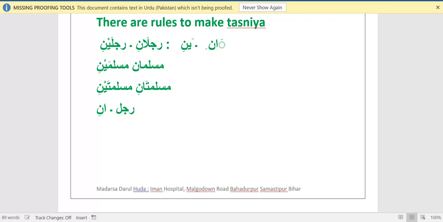So if you are writing rajulun, the i'rab is clearly visible and shown in the word. And why is knowing the i'rab important? Because the translation depends on the i'rab. What i'rab you put on any word defines its translation. The same word with a different i'rab can have a different meaning in the context.